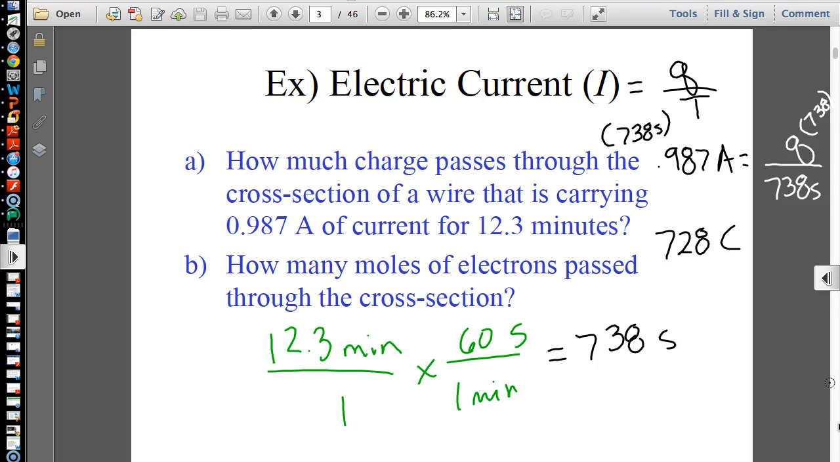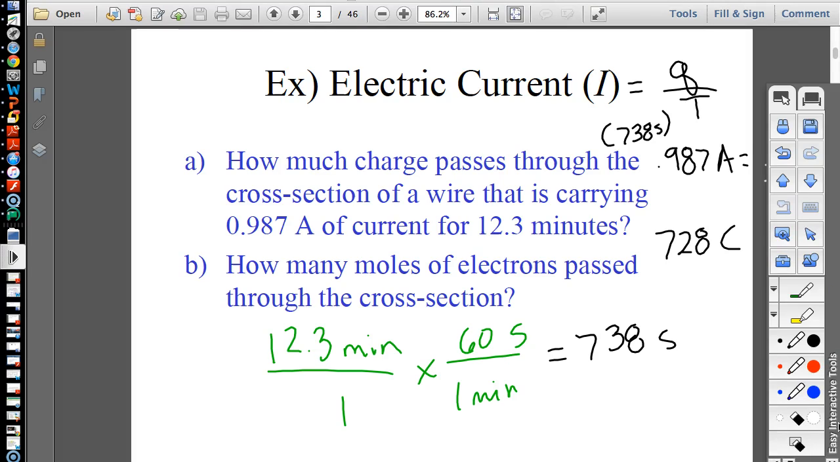You can also do this with dimensional analysis, which is fine too, but if you've got a formula, you might as well use it. I'll show you their dimensional analysis. Are we good on that first part? 728 was the coulombs.